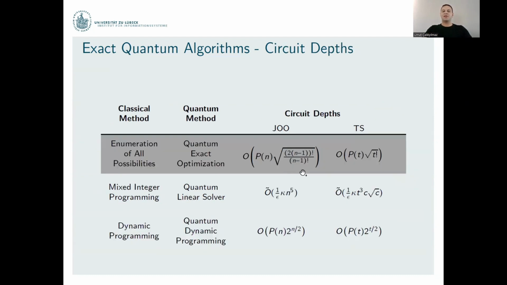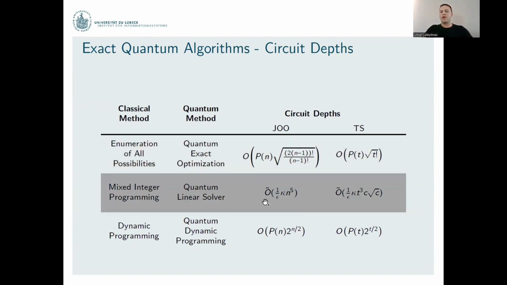Now let's see the circuit depths. In quantum exact optimization, the whole calculation is done on a quantum circuit. So as I said, we require square root of the size of the search space function evaluations. And since both these problems are NP, we can assume that the complexity of one function evaluation is a polynomial of the problem parameter. So this is our total circuit depth, which is quite high.